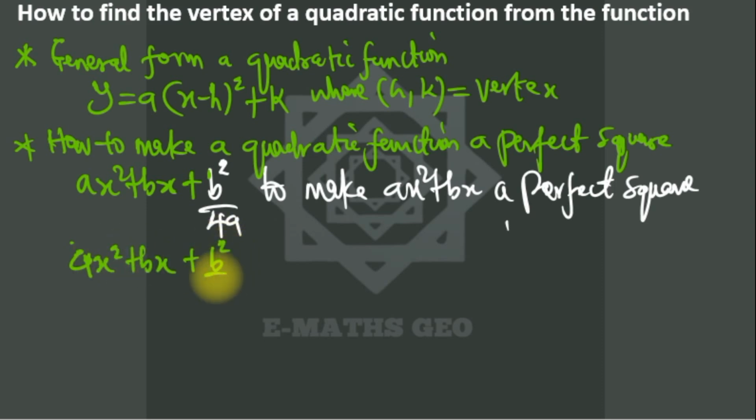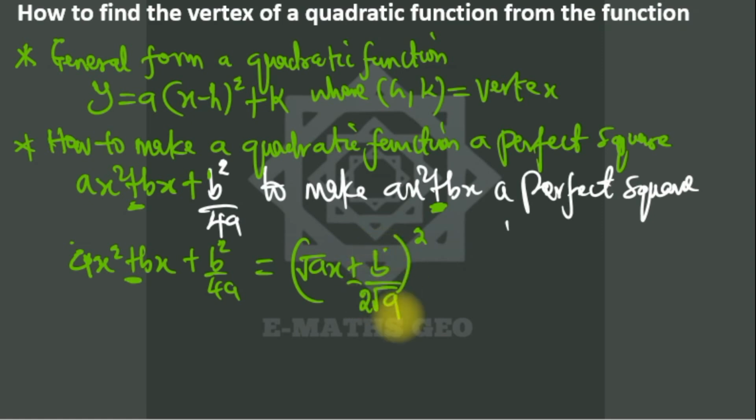So add b squared over 4a to ax squared plus or minus bx. The result, once you add it, will turn to a perfect square. And whatever is in the bracket will be the square root of ax squared, which is root a times x, plus or minus the square root of b squared over 4a, which is b over 2 root a.